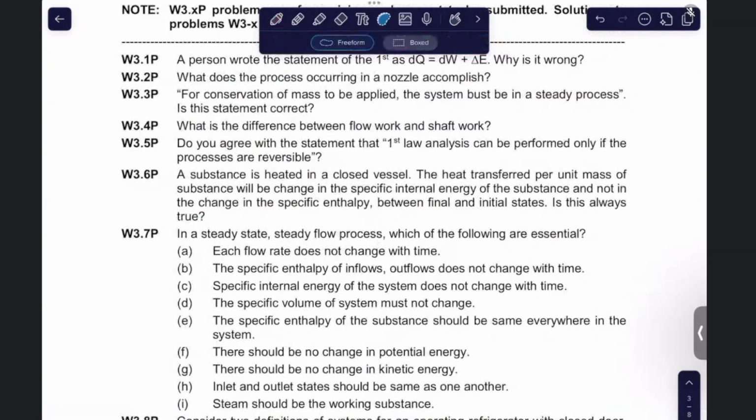Now next question: do you agree with the statement that first law analysis can be performed only if the processes are reversible?